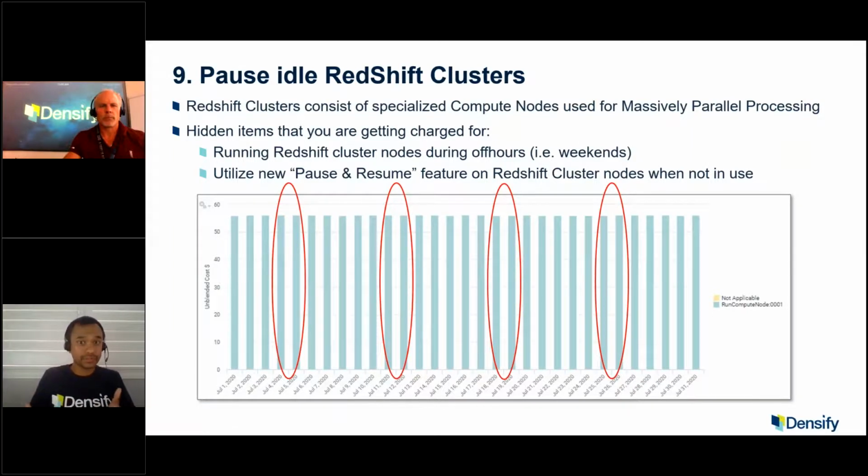Are you aware of this functionality? Use these kinds of scheduling functionality, the pause and resume, to actually shut down or pause your Redshift cluster nodes during offline hours so you don't rack up these costs that are out there.